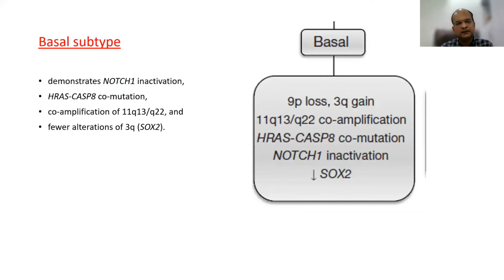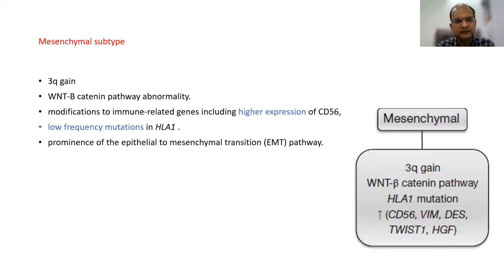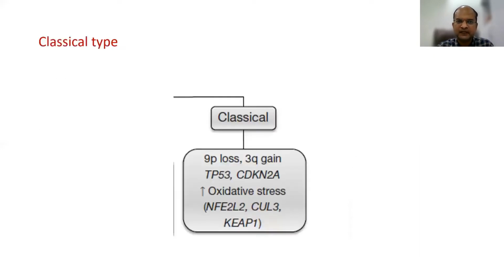Basal type displays abnormality in Notch1 and RAS. It's not currently helpful in treatment. Mesenchymal type shows modification in immune-related genes, higher expression of CD56, and low frequency mutation in HLA. Classical type, the important point is there is a mutation in TP53 and CDKN2A.